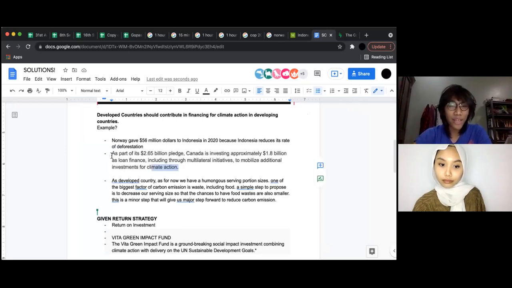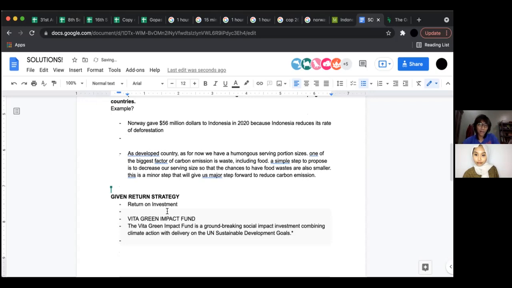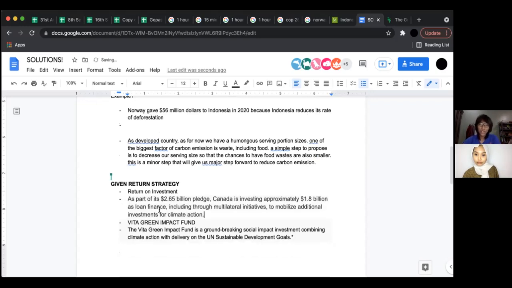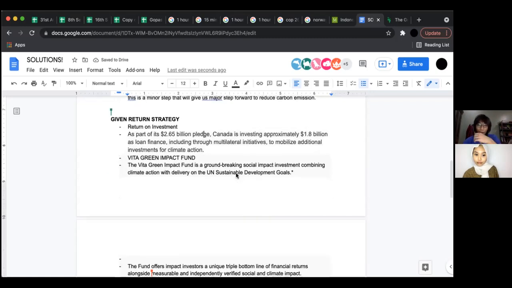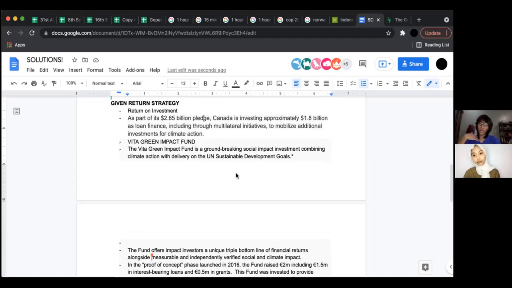Furthermore, I think this is also another example from one of our members. Canada also, as part of its 2.65 billion pledge, is investing almost more than 2 billion as loan finance to mobilize additional investments for climate action. I think this is more suitable in the given return strategy. So what is the given return strategy? It's where developed countries can be incentivized to give investments on climate-friendly projects. So it's not only developing countries that got help in combating climate change, but developed countries also have a return on investment as well.